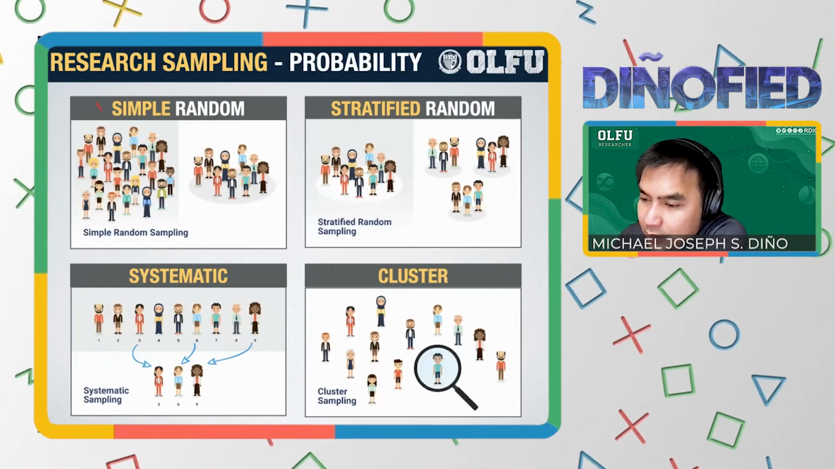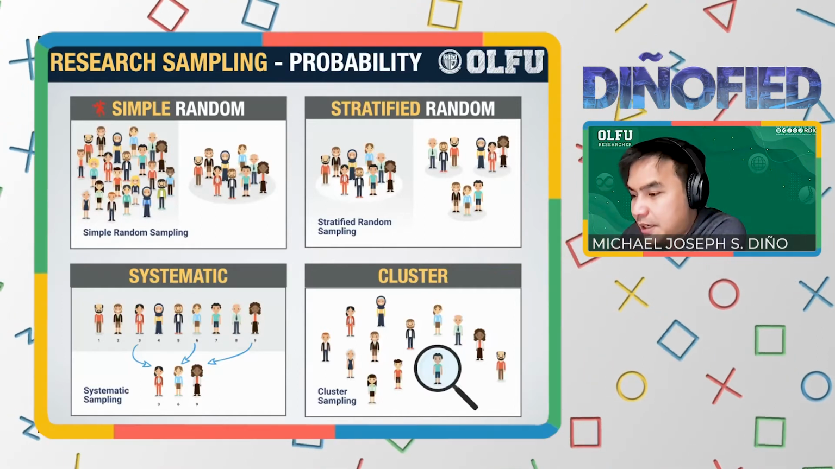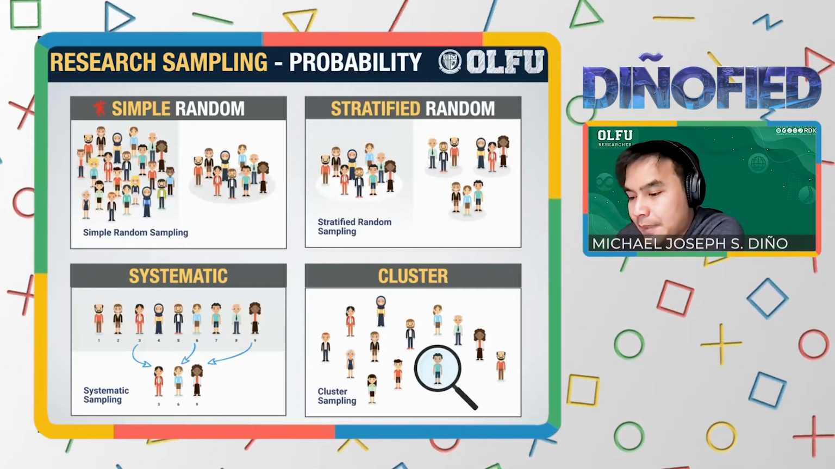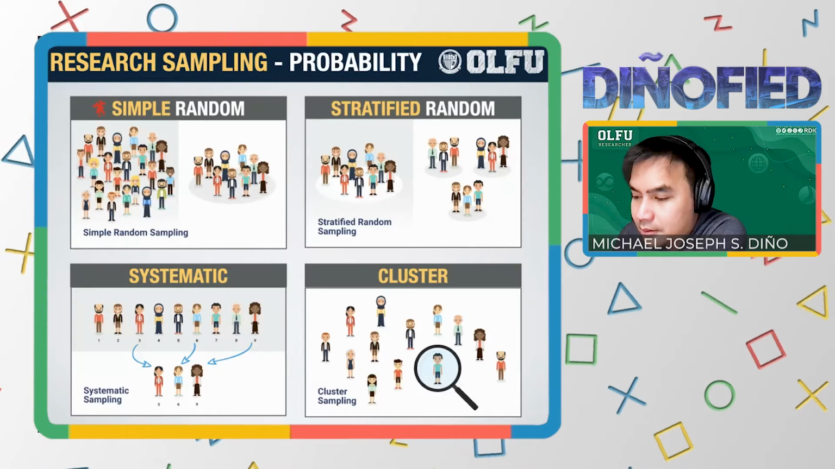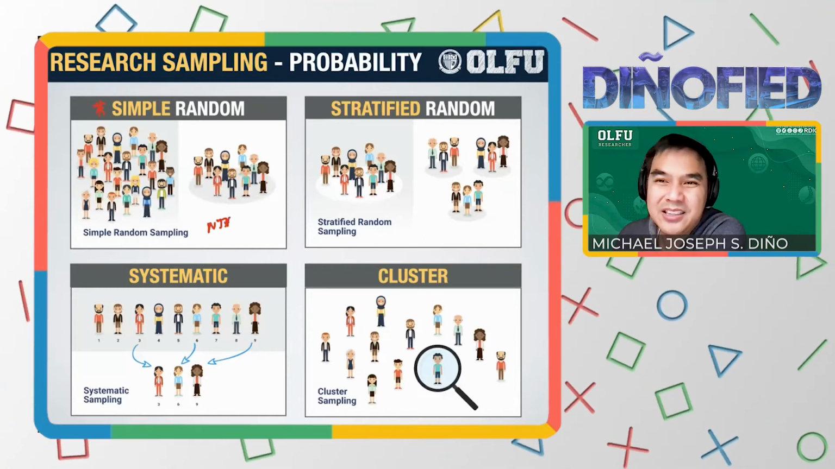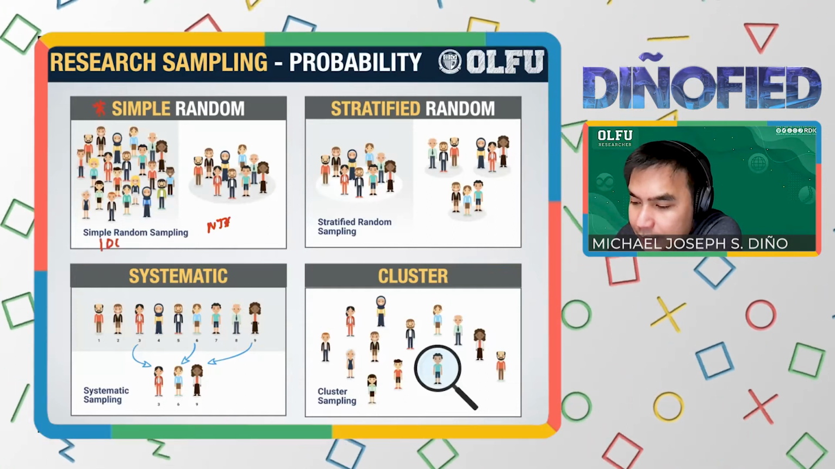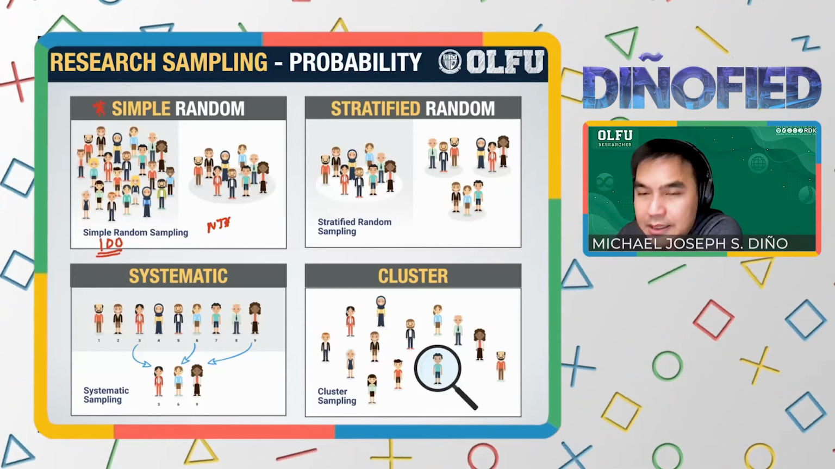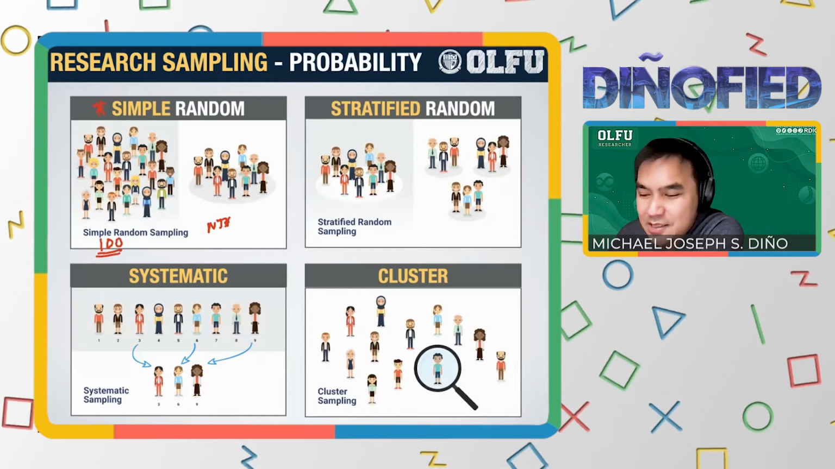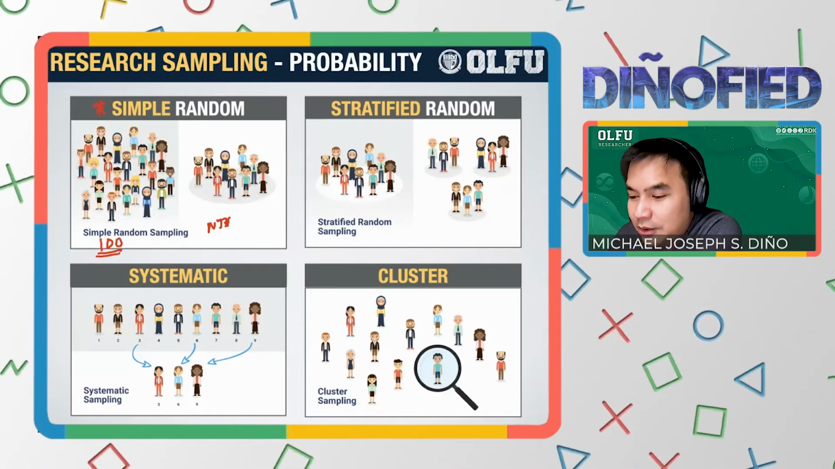Okay, in simple random sampling, every element of the population is included. So for example, we have 100, no? 100 yung ating accessible population. So hindi ko siya i-include lahat.